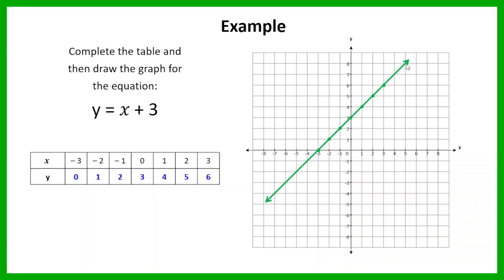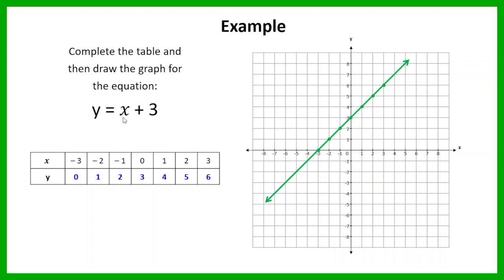And I put arrows on to show that it can go to infinite negative x values and to infinite positive x values, and it can be any x value in between as well. So the graph over here is showing that I can have any x value, and for any x value, the corresponding y value will fall on this line like this.